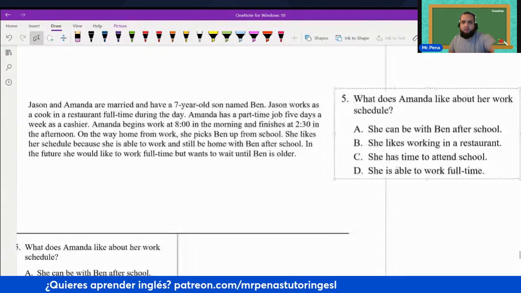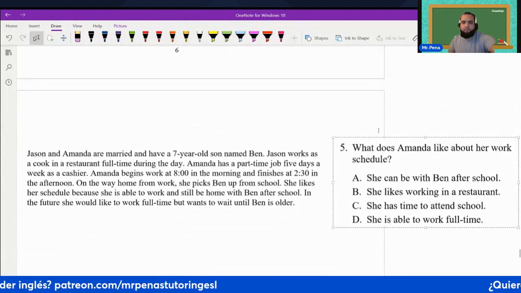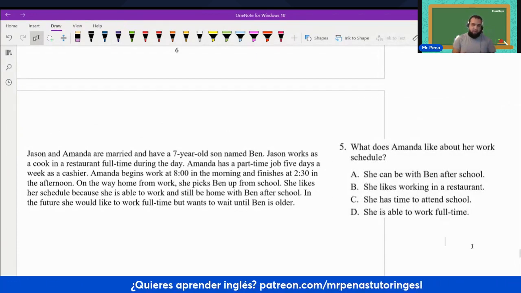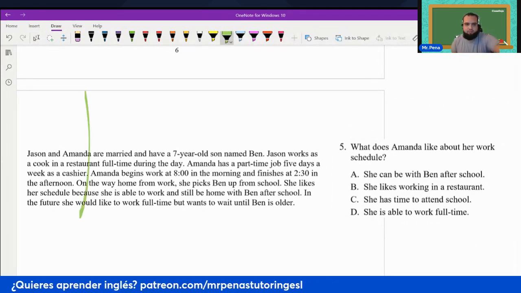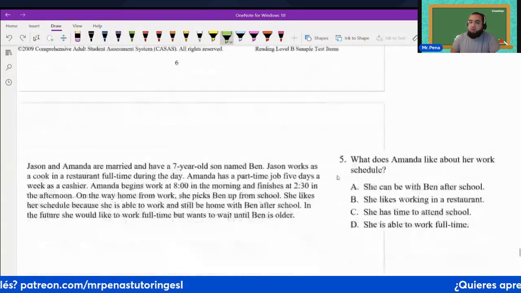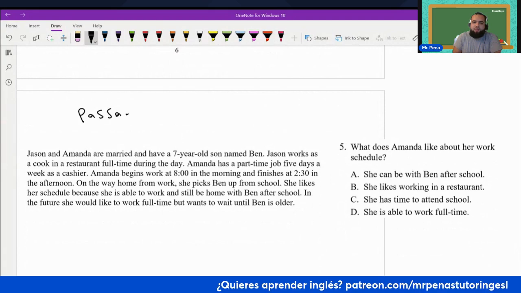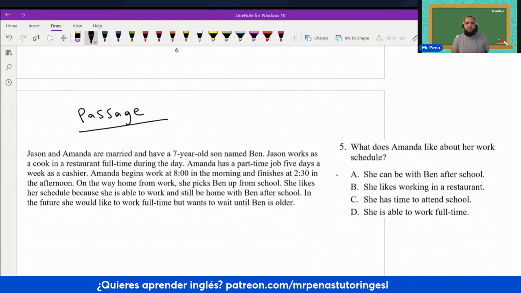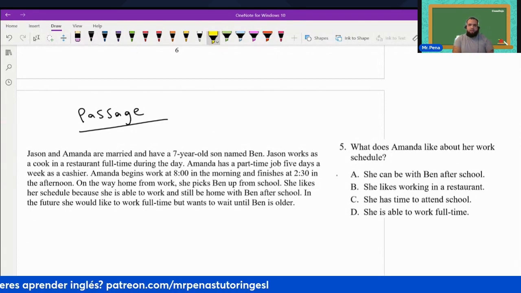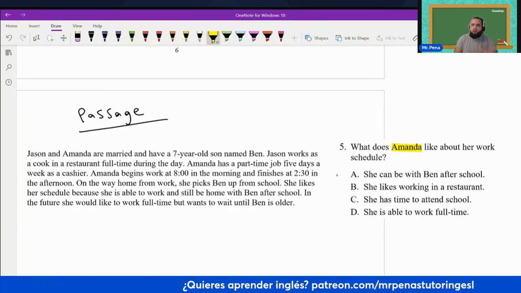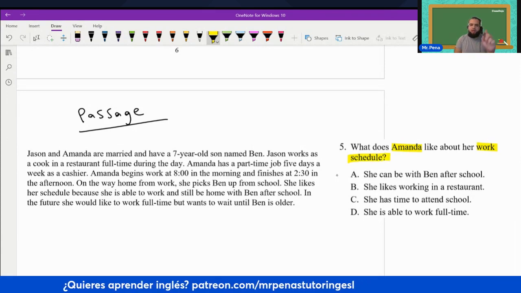Okay. Here we have number 5. And here we have the reading passage. There's no title. Yeah, no title at all. So we're just going to call this a reading passage, un pasaje para leer. Keep in mind the question, Amanda. When the reading passages get long, try to look at some words before you read. Amanda and work schedule. Okay, now let's read.